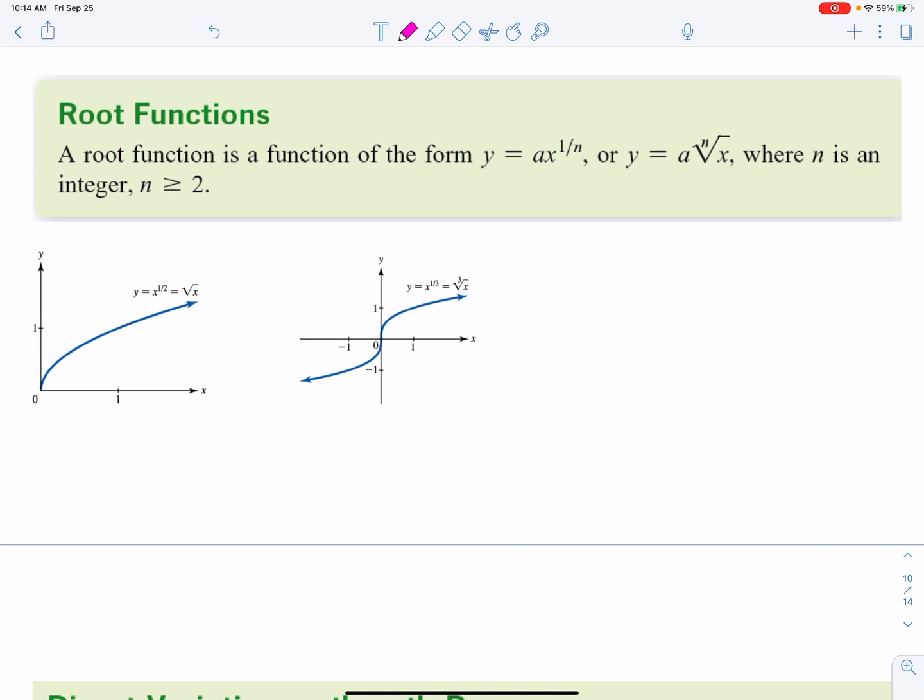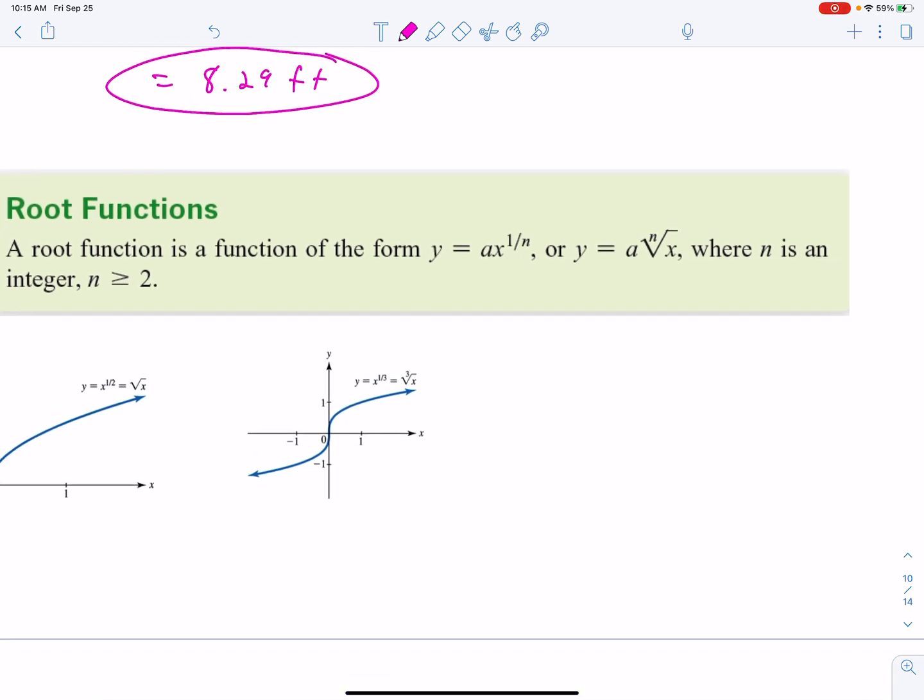Root functions. So a root function is a function of the form y equals a times x to the 1 over n power, or y equals a times the nth root of x. So what they're really saying here is don't forget that if you have x to the 1/2 power, that's the same thing as square root of x. Or if you have x to the 1/3 power, that's the same thing as the third root of x, etc. Okay, so those are important.